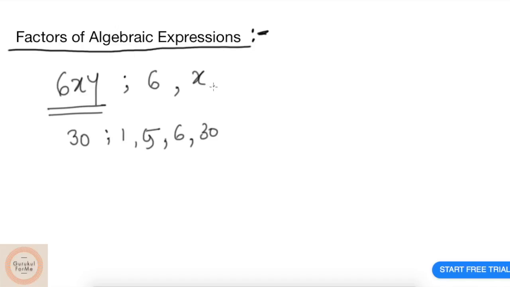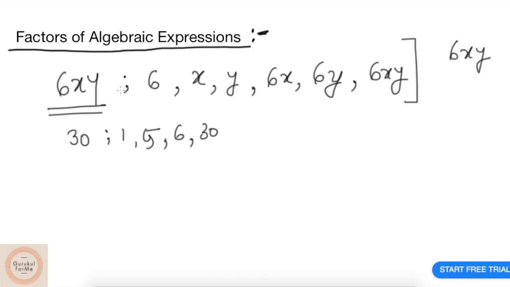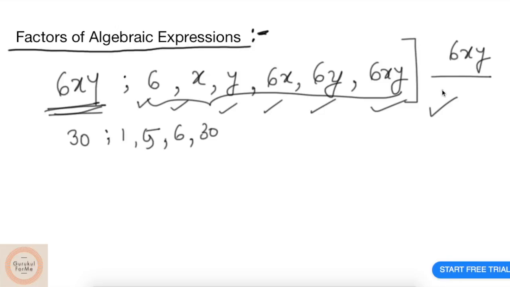You can have x as a factor, you can have y as a factor, you can have 6x as a factor, and you can have 6y as a factor, and you can have 6xy as a factor. Why do I say that? You take 6xy, which is the number here, and you divide that with any one of these. Will you get complete division of that number? The answer is yes. So how many factors did we find? 1, 2, 3, 4, 5, 6. So we can find the factors of an algebraic expression.